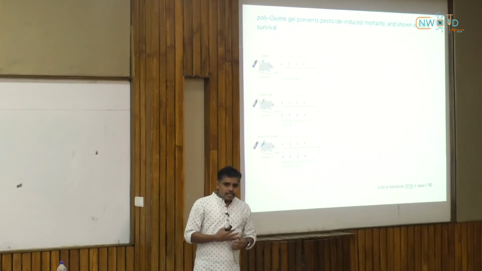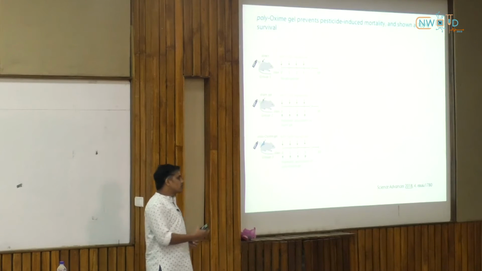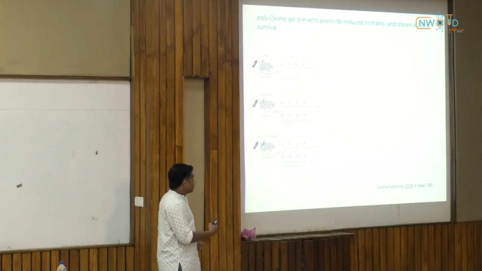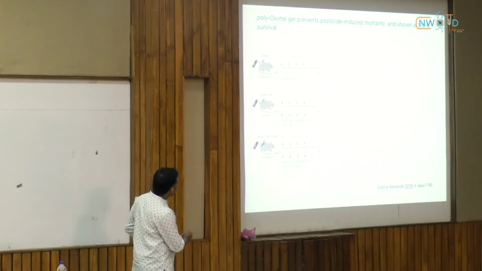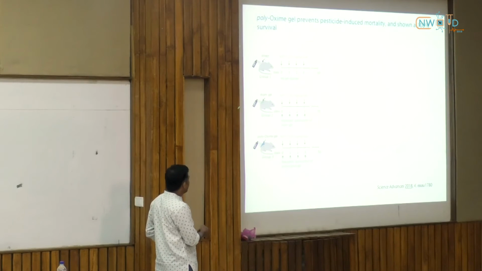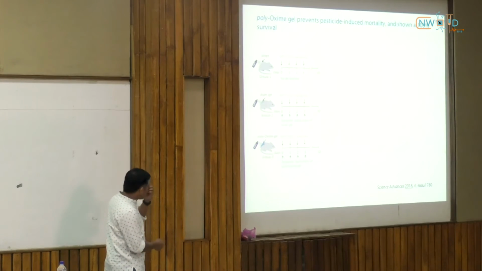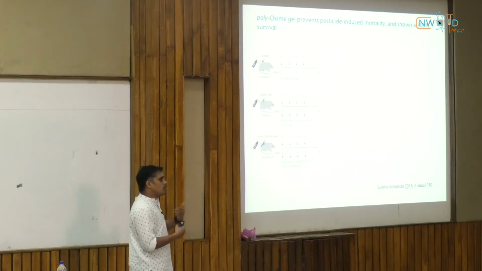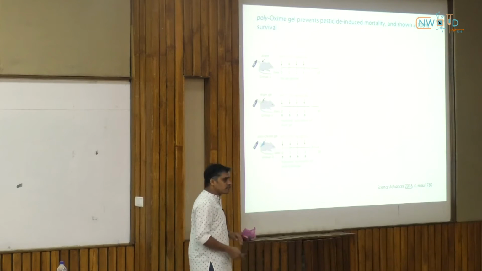Then, as you know, these farmers keep getting exposed over and over. So we wanted to see whether repeated-dose-induced lethality can be prevented. For that, these animals received, every single day for 4 days, a 100 mg per kg per day dose, either directly or in the presence of control and active gels. But when you have gels, every single day before spraying the pesticide, you apply a fresh layer of the gel.